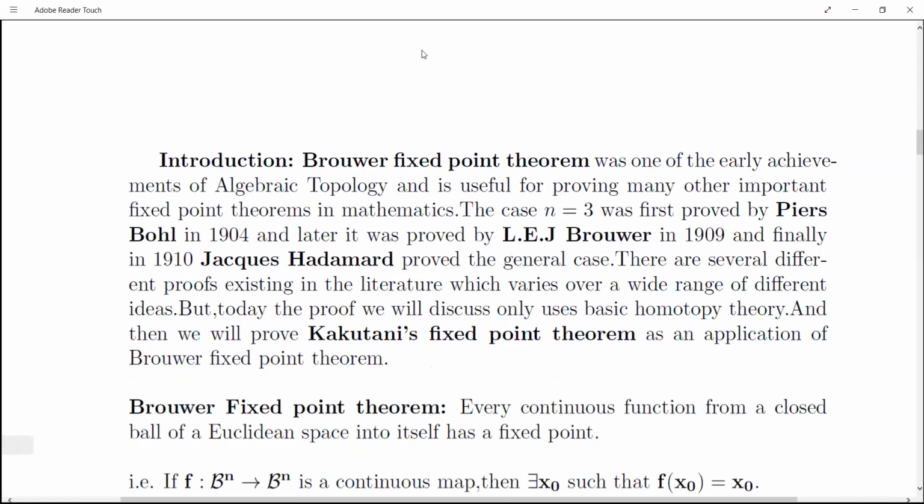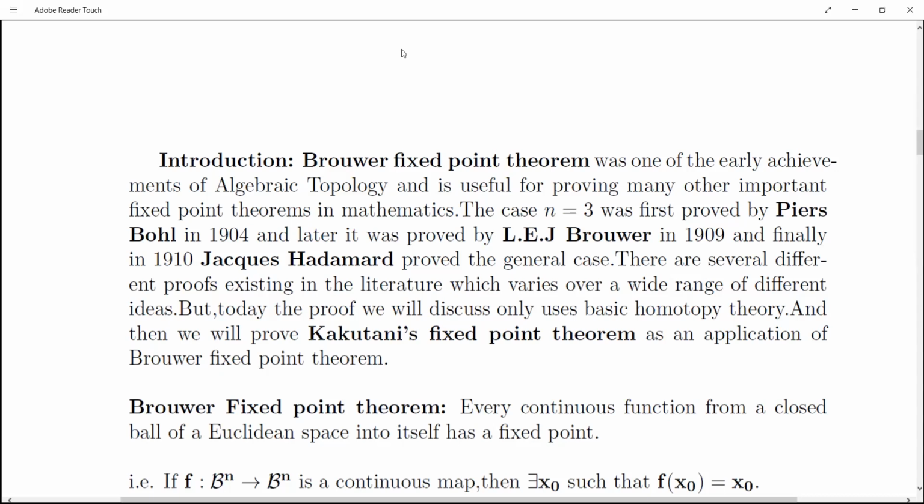So Brouwer's fixed point theorem was one of the early achievements of algebraic topology, and is useful for proving many other important theorems. The case n equal to 3 was first proved by Piers Bohl in 1904, and later Brouwer gave a proof in 1909, and finally Hadamard came with a proof in 1910. And in that year, actually, Brouwer gave a different proof of the fixed point theorem.